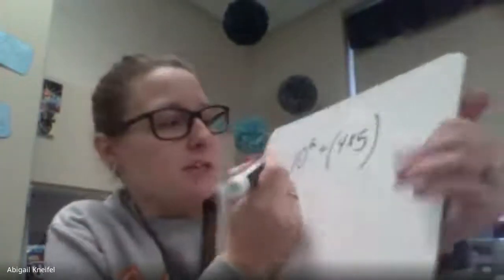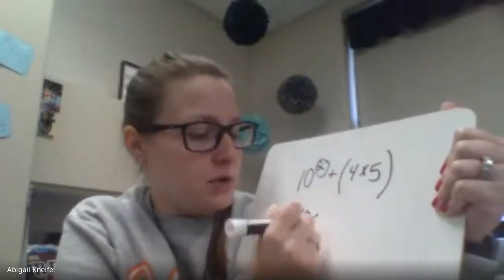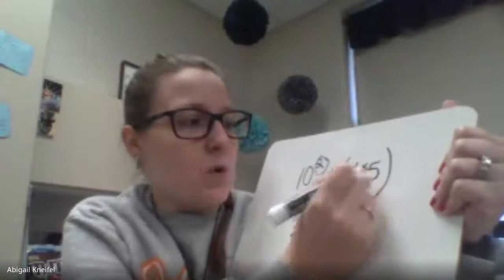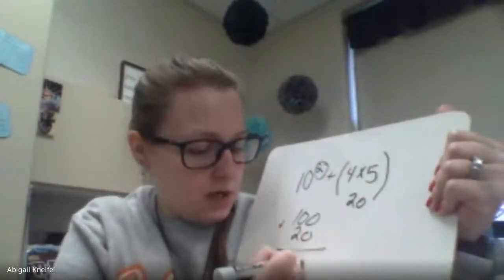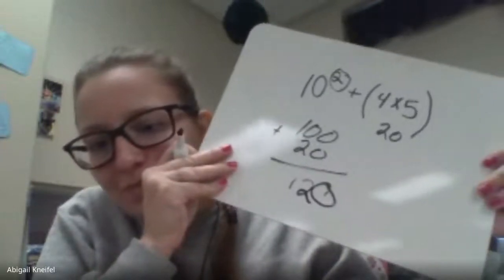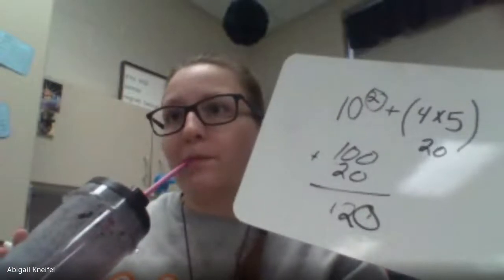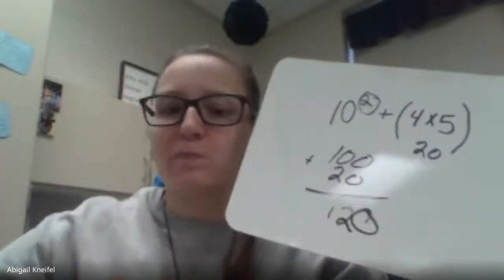All right. So when we're doing 10 to the power of anything, it should be simple. Well, not simple, but we know we just use that little trick, 10 times 10, or you can just know it's 100 plus 20, because 4 times 5 is 20, which equals 120. Fabulous. I see lots of right answers.